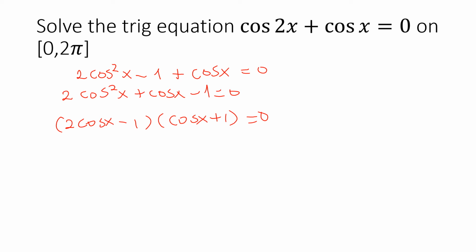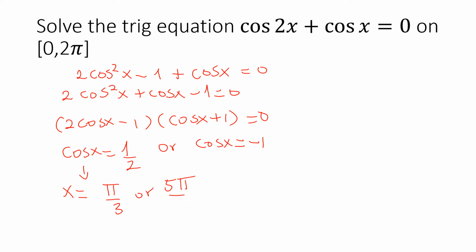So from the first one, we'll have cos x equals half, or cos x equals -1. From this one, we could have x equals π/3 or 5π/3, and from this one, we could have x equals π. So these are our answers.